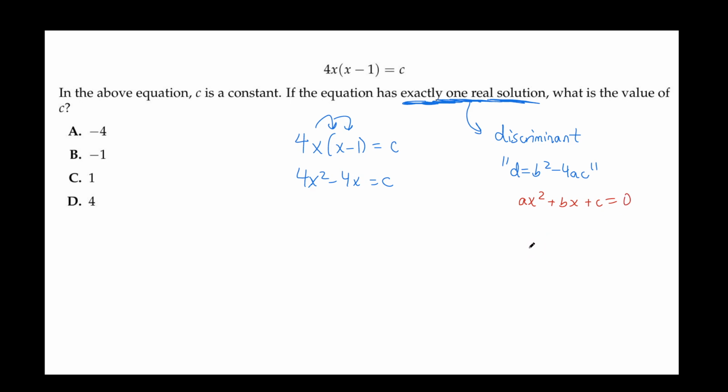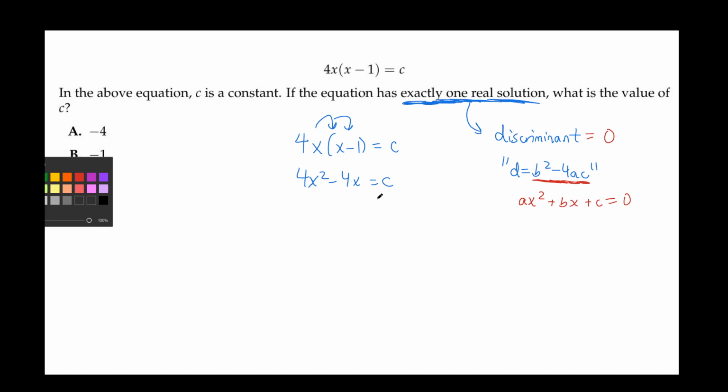There are three cases of the discriminant. When we're talking about it having exactly one real solution, that means the discriminant is equal to 0. So I want b squared minus 4ac to be equal to 0. But in order to figure out what a, b, and c are equal to, I have to massage my current equation and make it look more like this thing on the right in red.